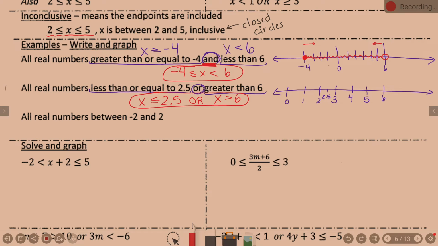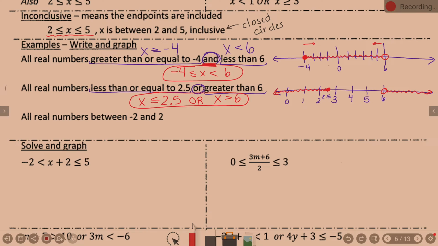Now, this is an or. A typical or graph, look up above. Typical or graph, the shading is going out. So, x less than or equal to 2.5. What kind of circle do I need on 2.5? Closed, and we're moving to the left. X greater than 6 is going to be open, and moving to the right. Okay.